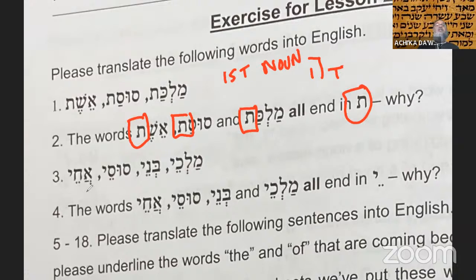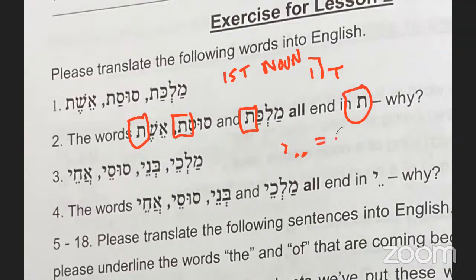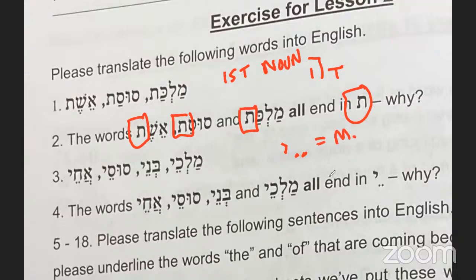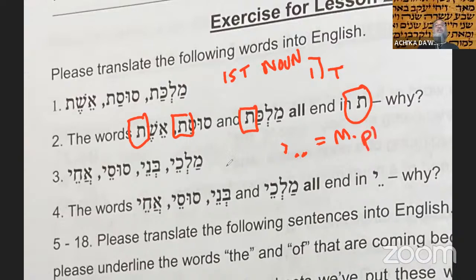Okay. Looking at number 3 here, we see that all of these have two dots and a yod. So is it masculine or feminine? Masculine. Is it masculine singular or masculine plural? Plural. Okay. It used to be what?